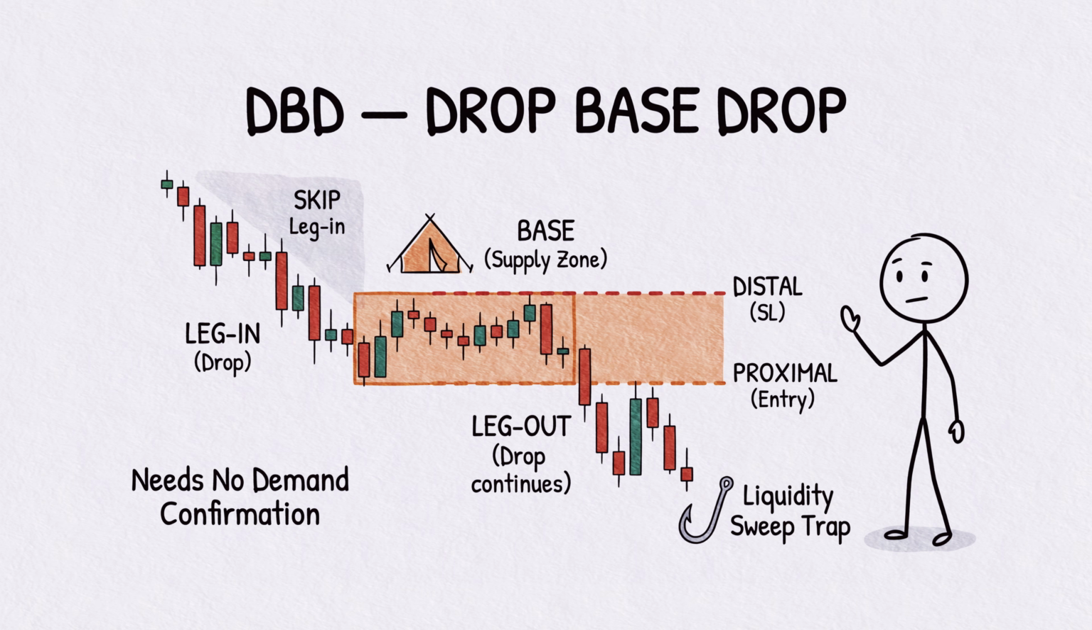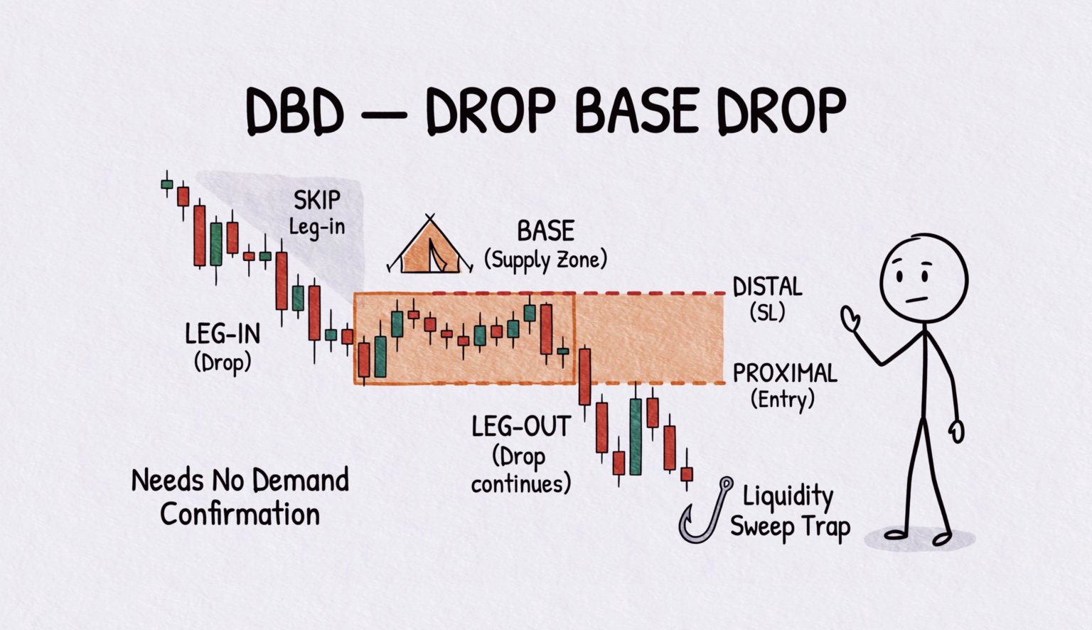Compared to RBD, DBD is just a pause, not a trend break. Lower commitment. Zone breaks more easily. Zone drawing. Same logic as RBR but mirrored. Distal line. Skip the leg in. How to trade. Sell limit at proximal, stop loss above distal. But like RBR, low commitment. Zone may break on retest.